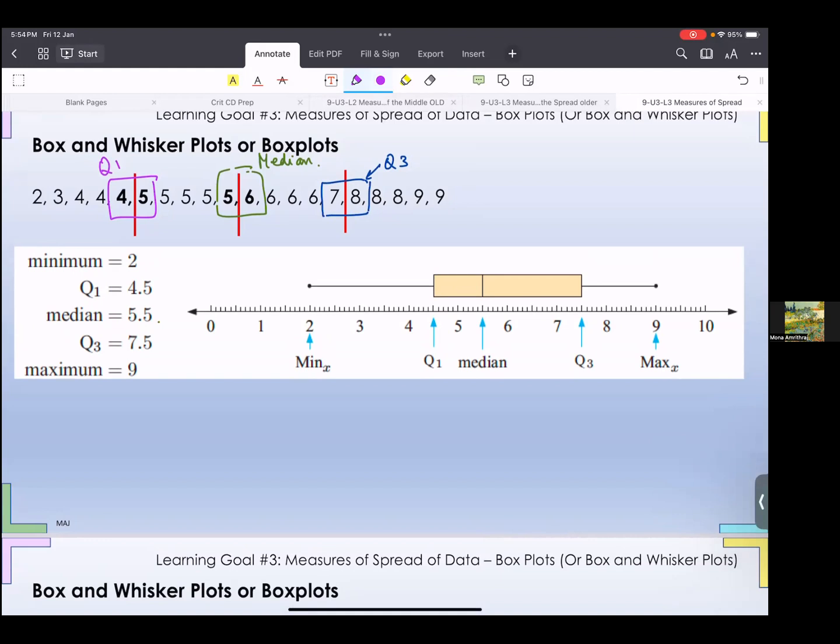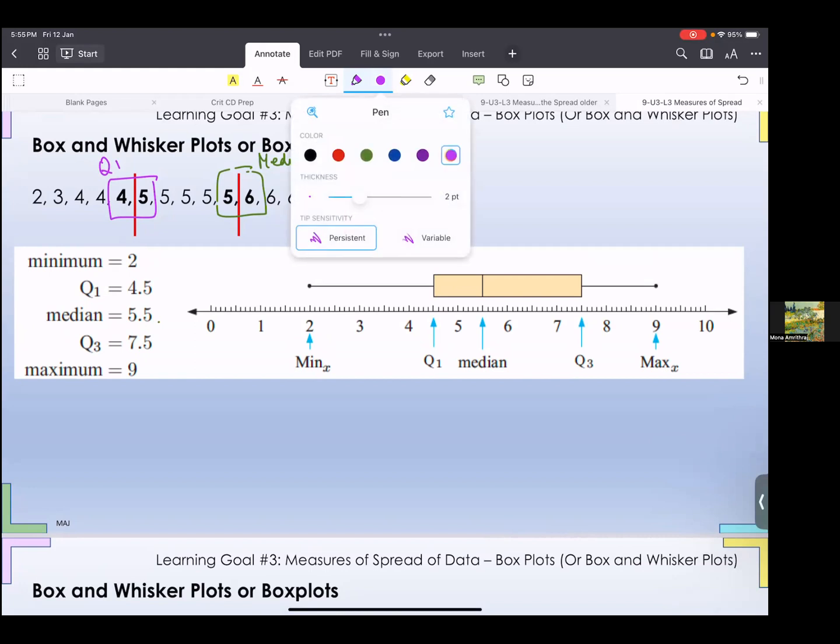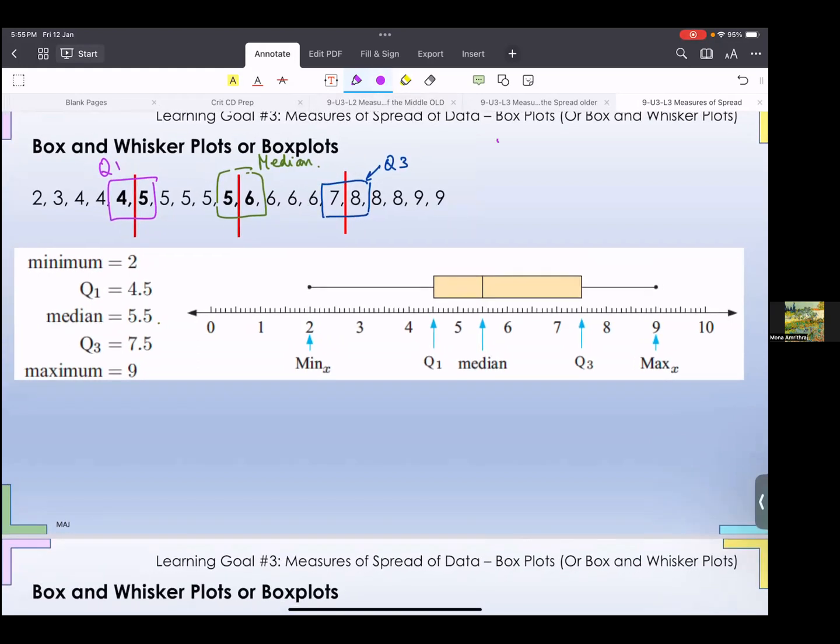Okay, so what we've done is we have taken the 20 data points. I'm going to write it as n is equal to 20. N equals 20 just means 20 data points, right? So we've taken the 20 data points and we've broken it into the first half. This is your first half, and this is your second half. So 50% of the data is below the median and 50% of the data is above the median.